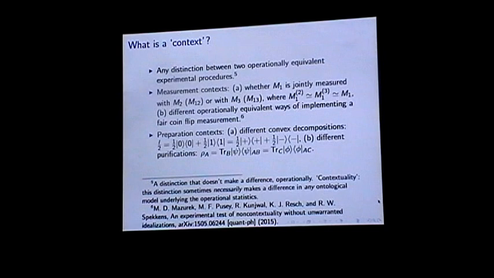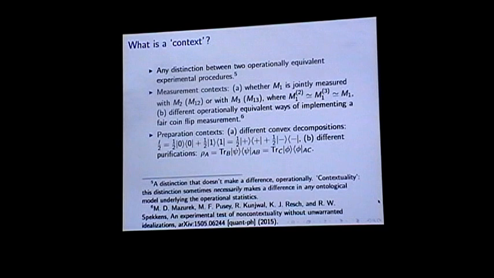Preparation context, now this has no analog in the Kochen-Specker approach. Here, again, we mean the same basic idea: you can do different procedures to prepare the same density matrix. You can prepare spin Z up, Z down, or X up, X down with equal probability to prepare a maximally mixed state. Those are two different procedures, but they correspond to the same preparation. So those are preparation contexts. Other kinds of contexts can be different purifications with respect to different ancillas for the same state on a system A. So this is what I mean by a context.